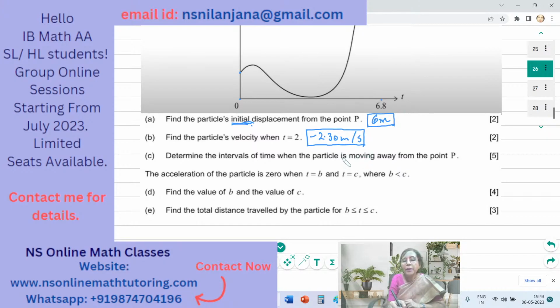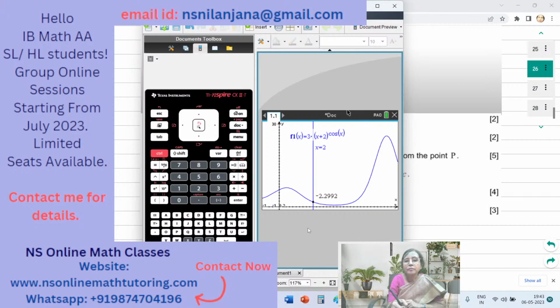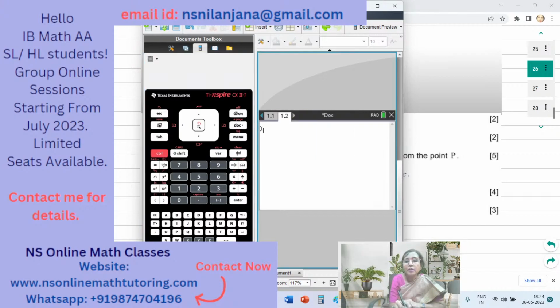But this is one of the methods. I have said that I'll be showing you two methods of getting the answer. What is the second method? The second method is, you have to remember this. The F1x stands for the displacement expression. You have to remember this. Okay? And then we go to the calculator.